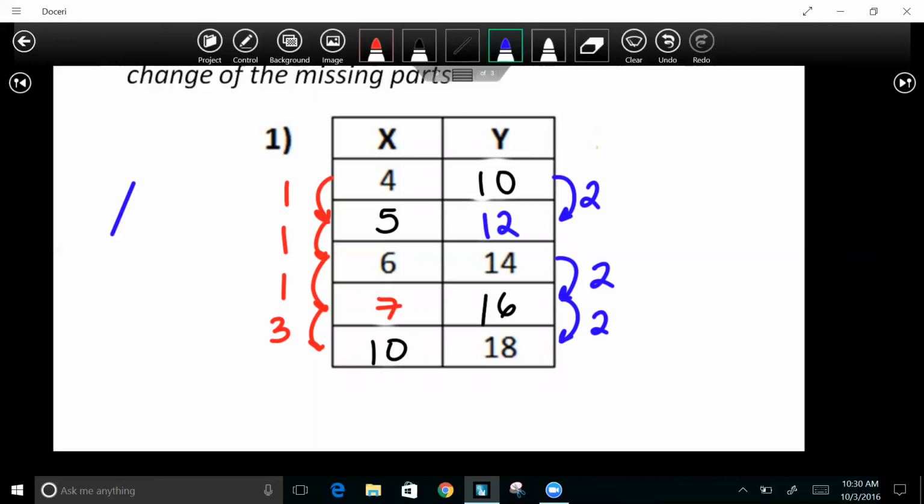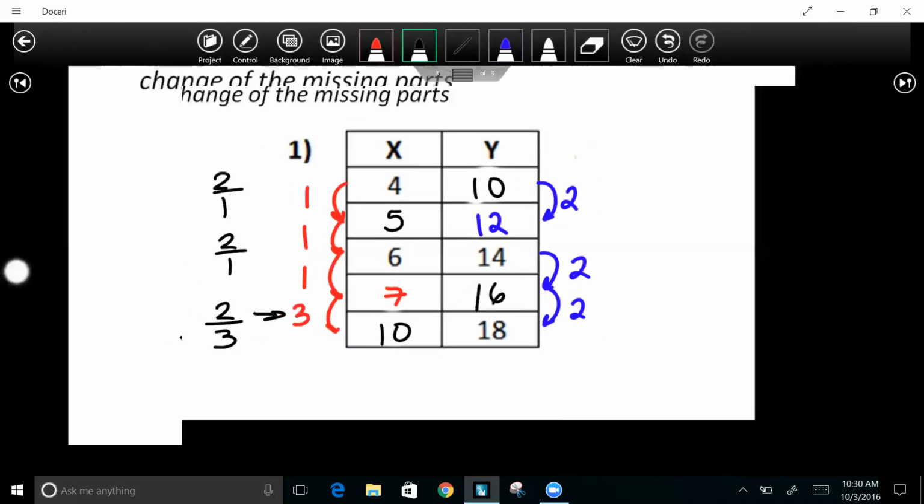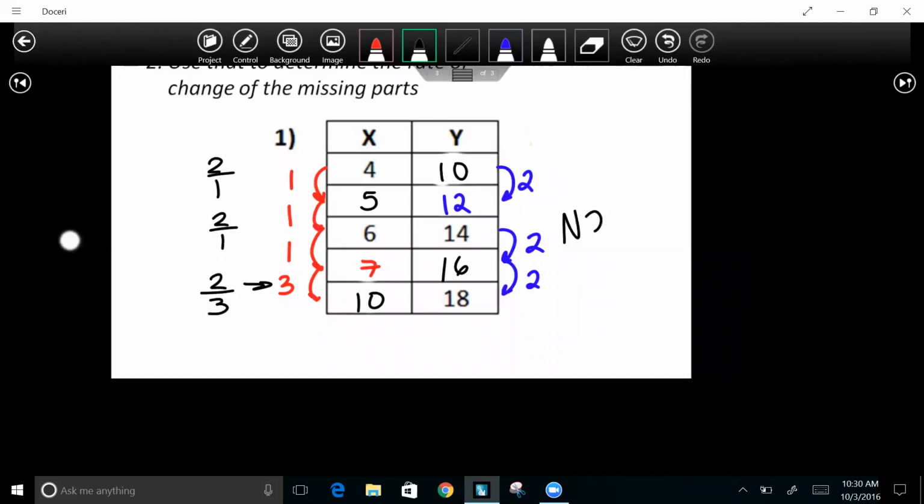But is it linear? What are the ratios that I'm getting for a bunch of these? We're getting 2 over 1 for the first pair, 2 over 1 for the second. What happens to my last pair here? So is it linear? What should I put down? None. Non-linear? Does that make sense? So you have to be able to determine those ratios as we do them.